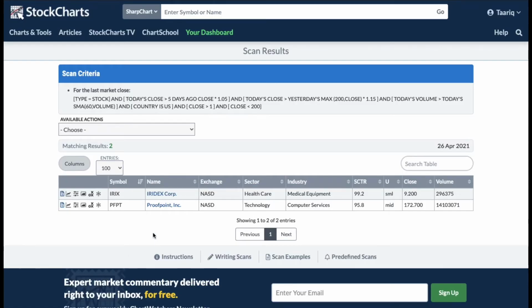And it looks like we have two results based on the way I did this. I'm quite sure if I would have gotten rid of the upper limit for the closing price, we would have had more results. So let's look at our first one.